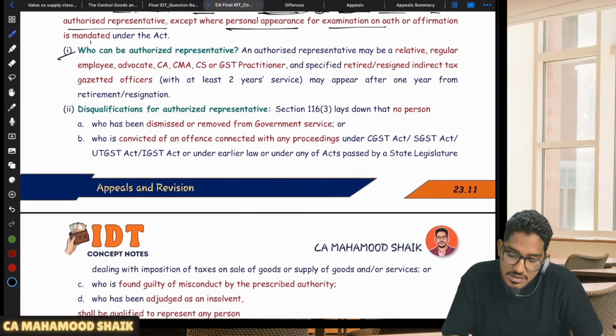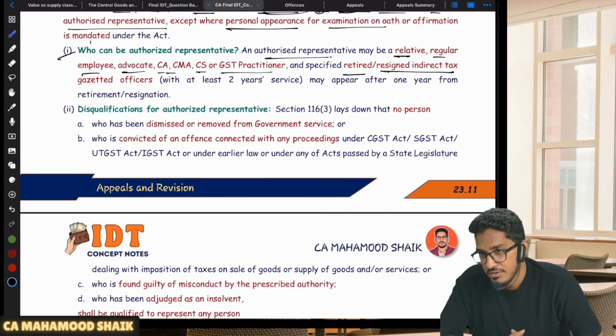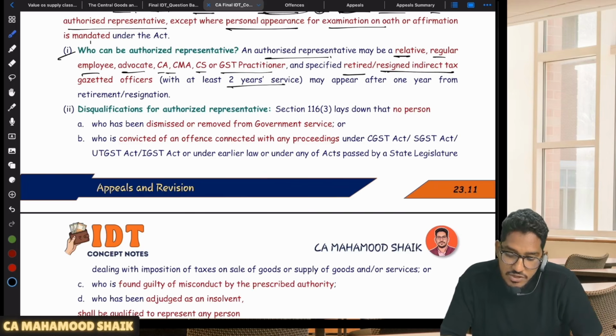Sir, who can be an authorized representative? An authorized representative may be your relative, your regular employee, your advocate, CA, CMA, CS, GST practitioner, and specified retired or resigned indirect taxes gazetted officers. Retired indirect tax officers also can do it, who should have at least 2 years of experience. Who? This retired or resigned indirect tax gazetted officers.